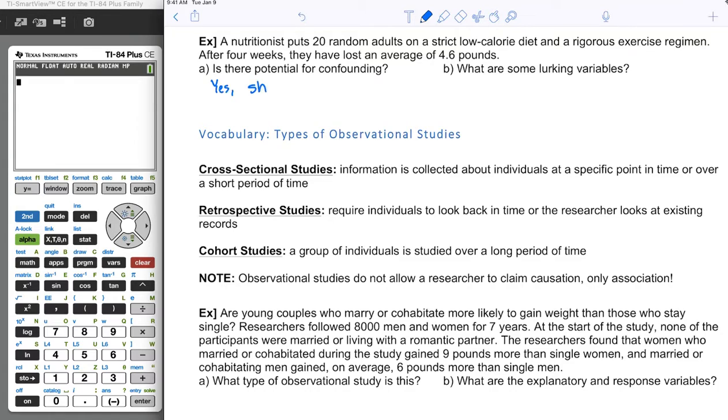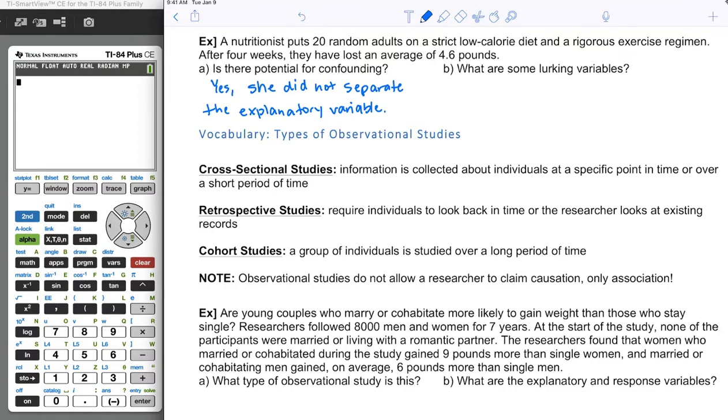She, is it a she? It doesn't say. She did not separate the explanatory variables. So a better way to do this would be to put some of them on a diet, some of them on an exercise plan, some of them on both, and maybe some of them on none.